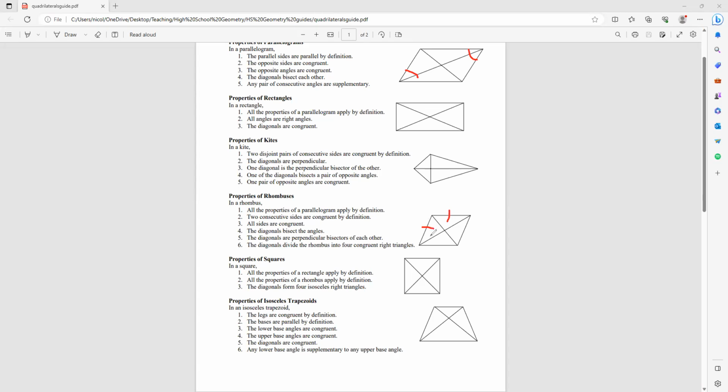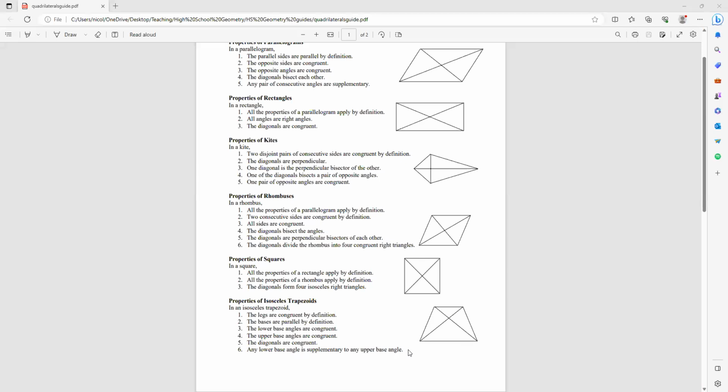Rhombuses have all sides congruent, opposite parallel sides. Squares have 90-degree angles all the way around. All the sides are equal. And there's different types of trapezoids, but isosceles trapezoids have these two sides congruent. What makes a trapezoid is having at least the one pair here of sides parallel.